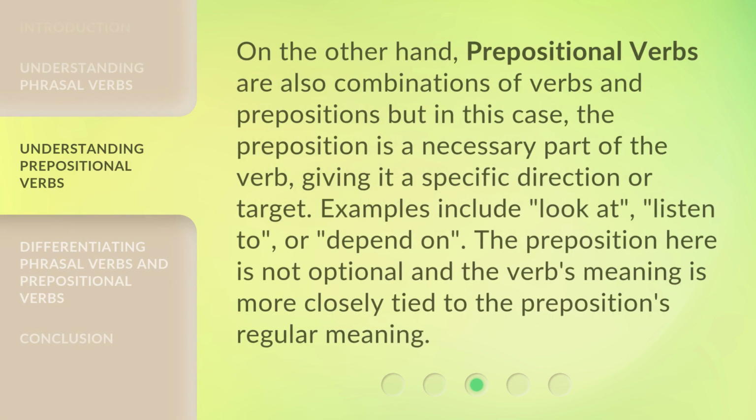On the other hand, prepositional verbs are also combinations of verbs and prepositions, but in this case, the preposition is a necessary part of the verb, giving it a specific direction or target. Examples include look at, listen to, or depend on. The preposition here is not optional, and the verb's meaning is more closely tied to the preposition's regular meaning.